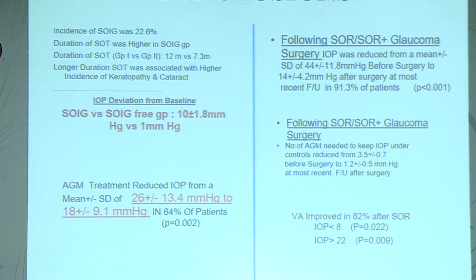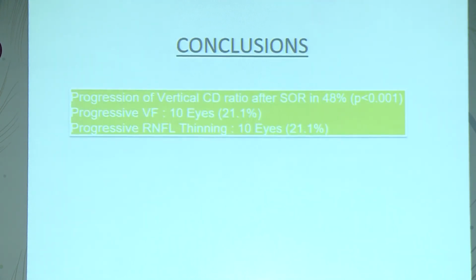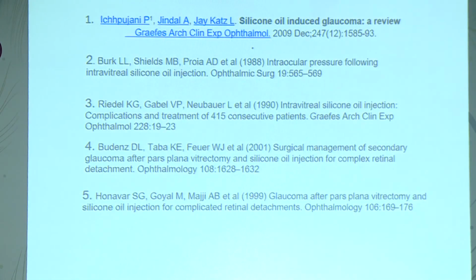Medical therapy reduced the intraocular pressure in 64%. Following silicone oil removal or silicone oil removal plus glaucoma surgery, there was a significant reduction in the intraocular pressure. Visual improvement occurred in about 82% of our patients. However, when the IOP was less than 8 or more than 22, the visual improvement was not very great. Progression of the glaucomatous changes was observed, indicating the necessity to continue follow-up of our patients even after silicone oil removal. These are my references, and I thank you very much for your kind attention.